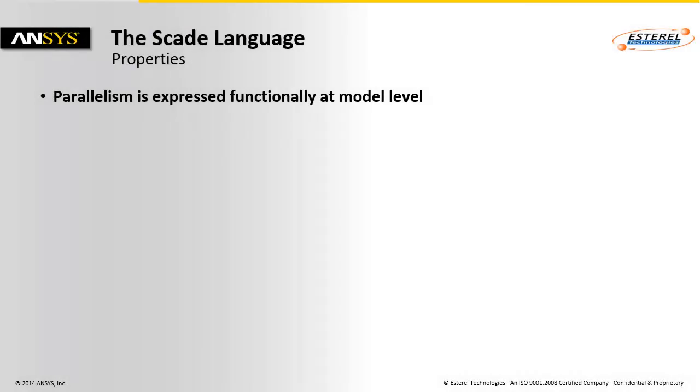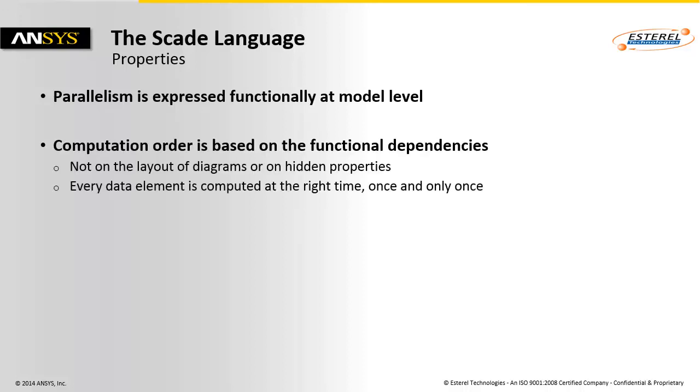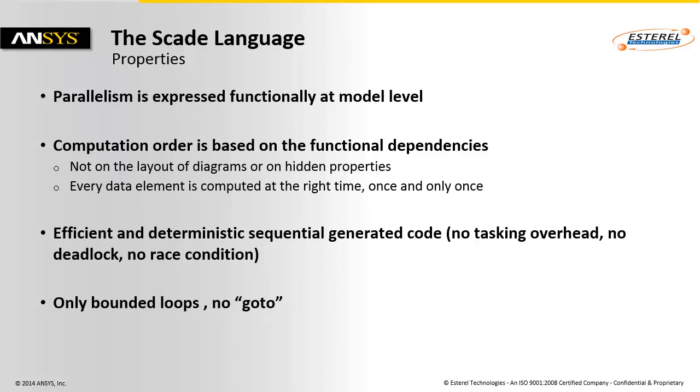Parallelism is expressed functionally at model level, without the task handling complexity. As a result, operating systems, which usually manage the task concurrence of an application, are less loaded. The computation order is based on the functional dependencies. Every data element is computed at the right time, once and only once. The generated code is efficient and deterministic and fulfills embedded code constraints, such as bounded loops or no goto.